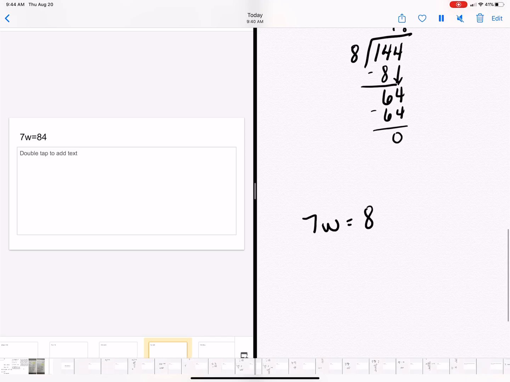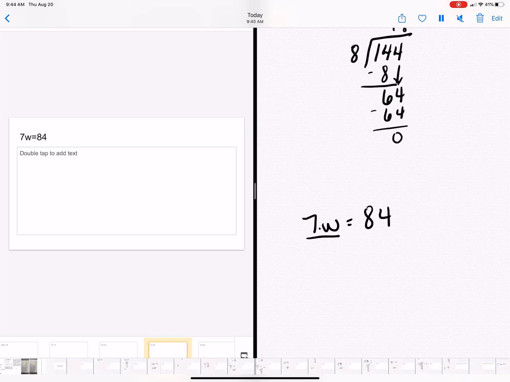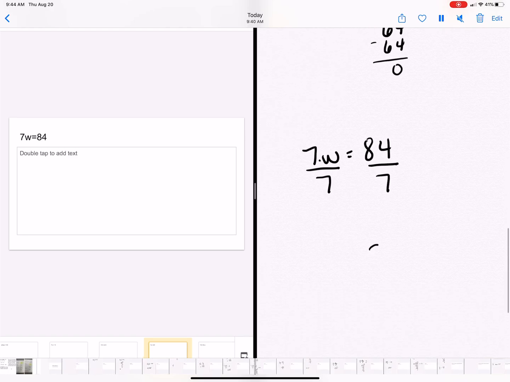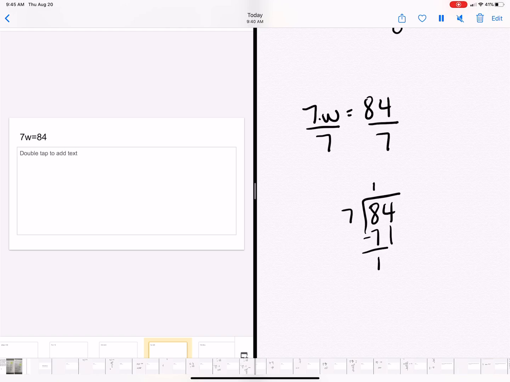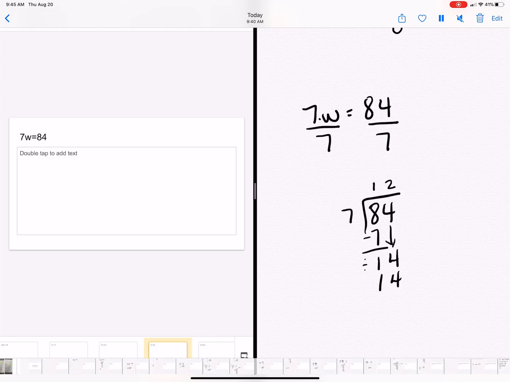7w equals 84. We need to isolate the w. 84 divided by 7 will give us that answer. Seven goes into 8 one time. 1 times 7 is 7. 8 minus 7 is 1. 4, bring it down. How many 7s are in 14? 2 times 7 is 14. 14 minus 14 is 0.